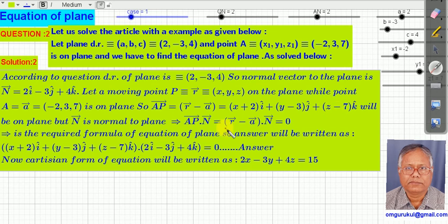So obviously AP dot n is equal to 0, means r minus a dot n is equal to 0. When you put the value of vector r minus a, x plus 2i plus y minus 3j plus z minus 7k dot vector n, which is 2i minus 3j plus 4k, that is 0. After solving it, you will get 2x minus 3y plus 4z is equal to p. This way you can get the equation of a plane whose direction ratio or direction cosine is given and one point is given on it. Okay, thank you.